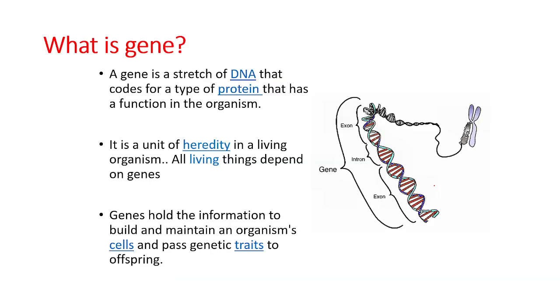So what is a gene? We all know that it is a stretch of DNA that codes for a type of protein that has a function in the organism. It is basically the unit of heredity in any living organism. All living organisms depend on this genetic material, or what we call the gene. These genes are involved in carrying and storing information that is important in building and maintaining body cells, and this information is passed on from generation to generation, like the passing of genetic traits from the father or the mother to the offspring.